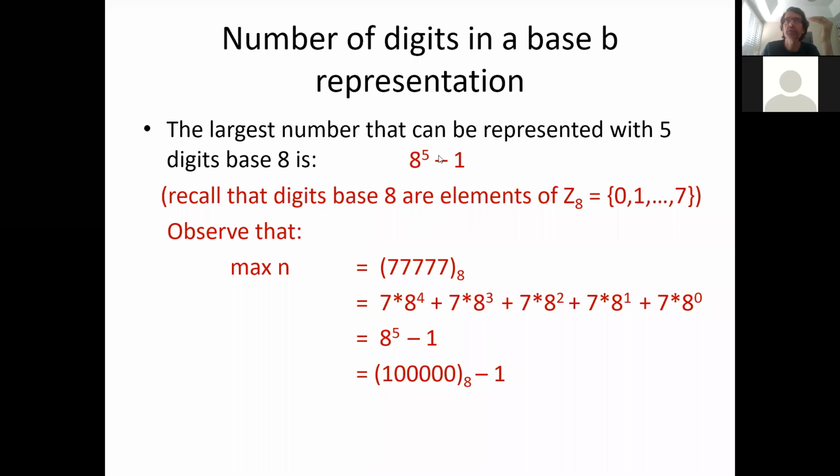It's 8 to the 5 minus 1, because the maximum integer you can represent with 5 base 8 digits is, well, you just take the maximum, right? Like this is like a 9999 base 10. It's a 77777 base 8, right? It's the maximum number you can represent. And that gives you this summation. And recall, this was a summation of a geometric sequence.